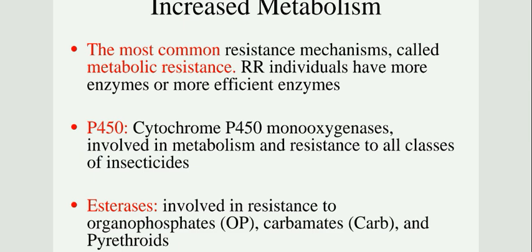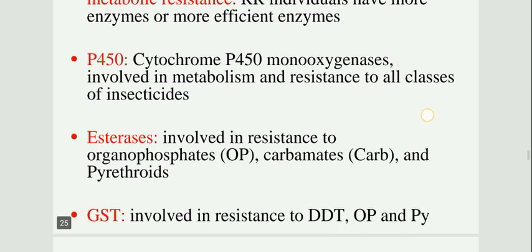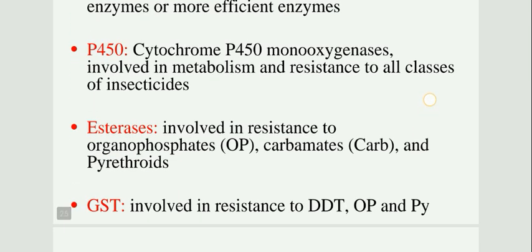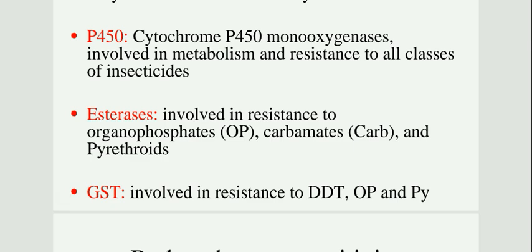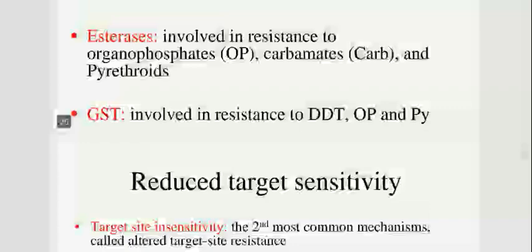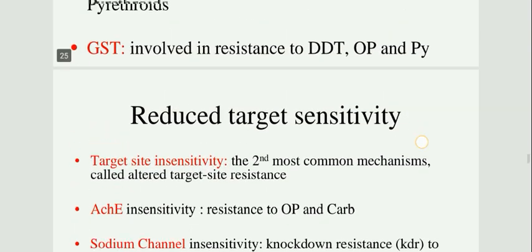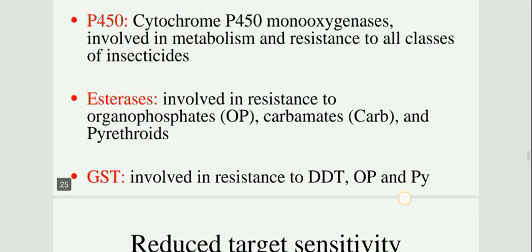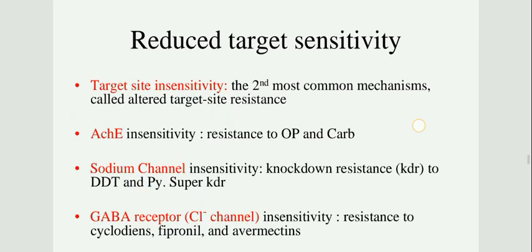P450, cytochrome P450 monooxygenase, is involved in metabolism and resistance to all classes of insecticides. Esterase is involved in resistance to organophosphates, carbamates and pyrethroids. GST is involved in resistance to DDT, OP and PY. P450, esterases. Reduced target sensitivity, target site insensitivity.